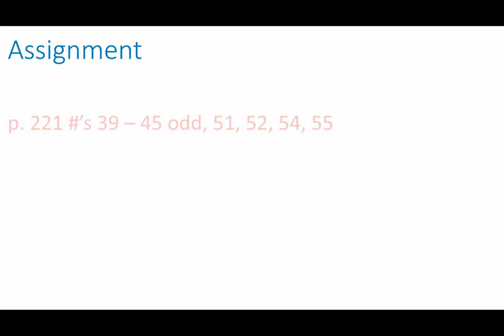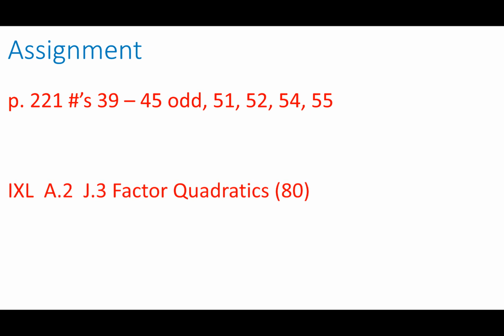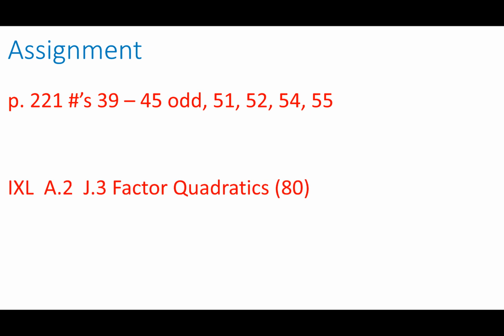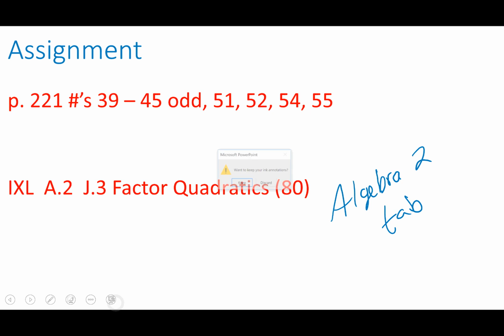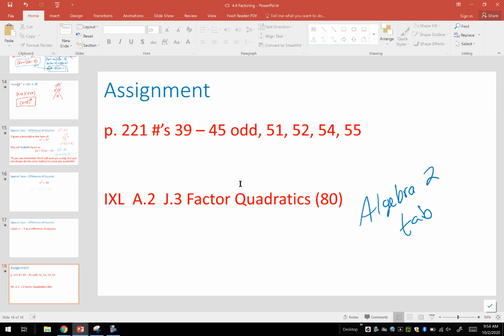All right, so your assignments. We're going to work through these problems, 221 in the textbook, and then there's one IXL. Make sure you're going into the Algebra 2 tab, factoring quadratics, and get to a score of 80.